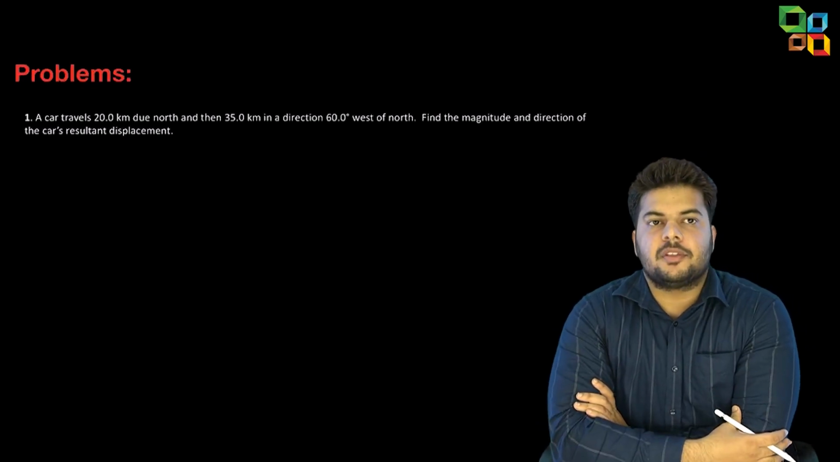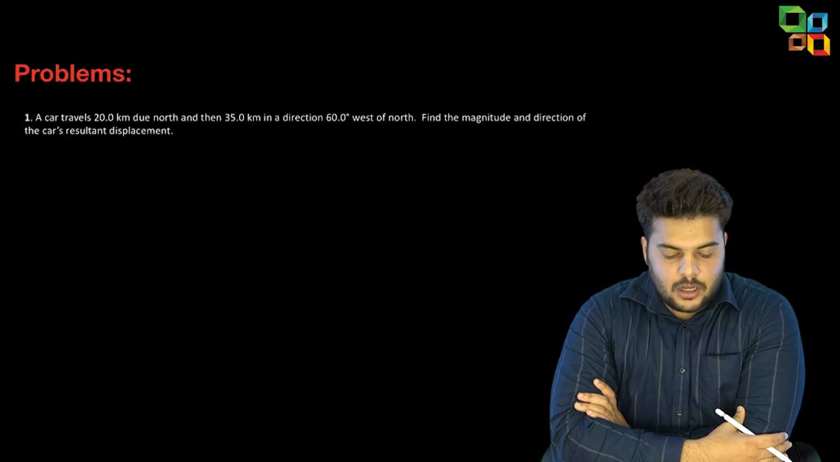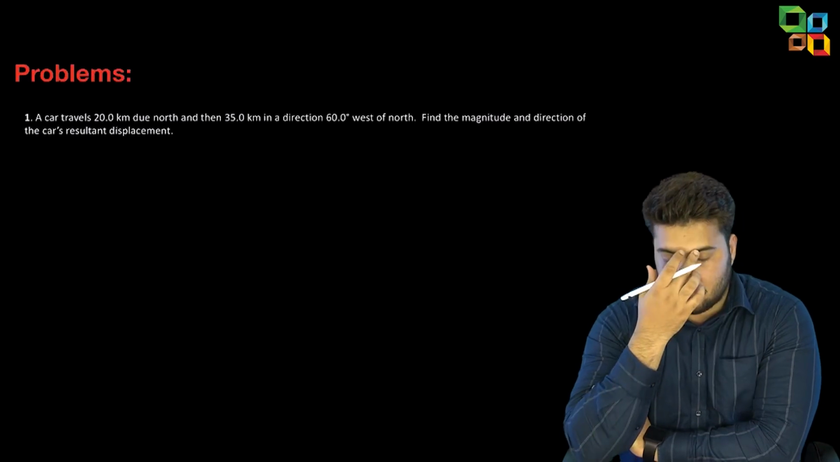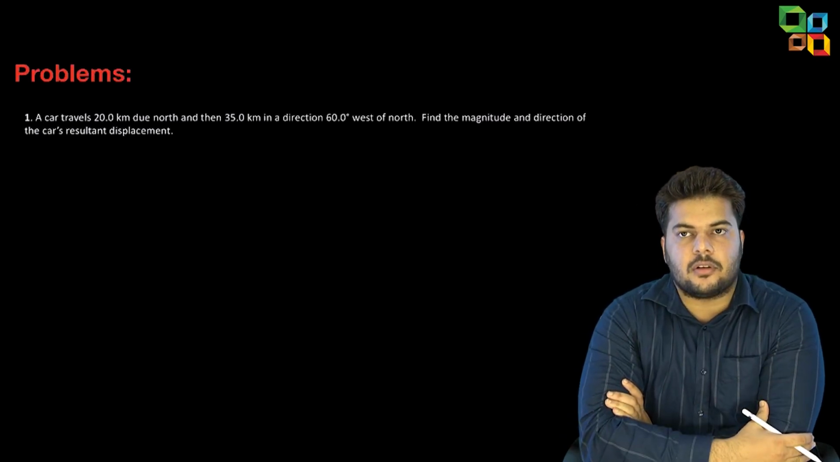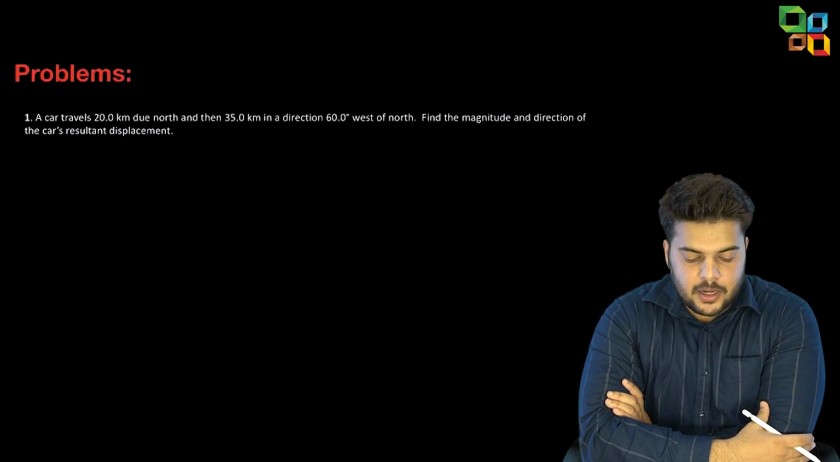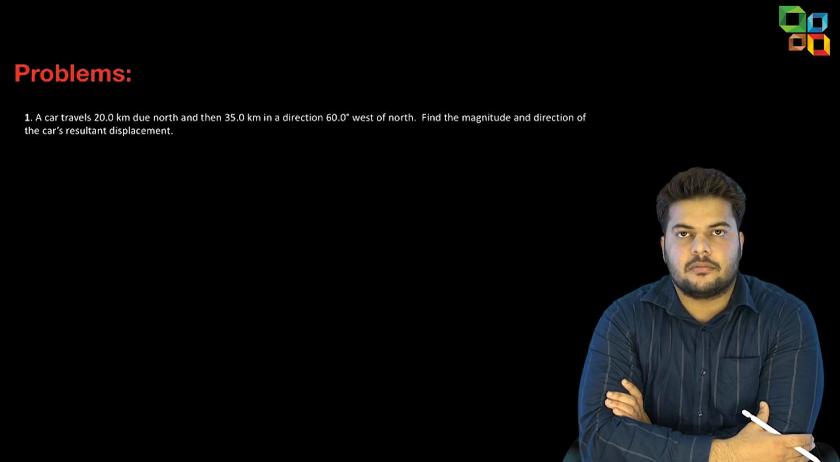Okay, problems. A car travels 20 km due north, towards north. Then 35 km in the direction 60 degrees west of north. Find the magnitude and direction of the car's resultant displacement.